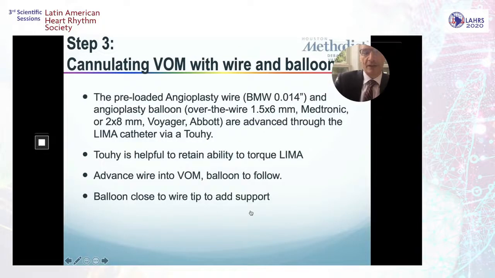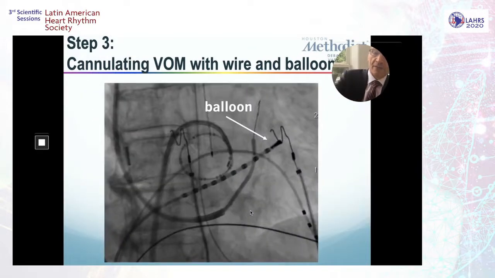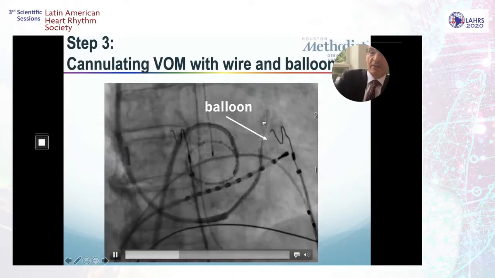Then we advance the angioplasty wire deep into the vein of Marshall, and then we use an over-the-wire balloon. Do not use a rapid exchange balloon. It has to be an over-the-wire, because obviously you're going to give alcohol through the lumen. You advance the over-the-wire balloon over the wire into the vein of Marshall. It's useful to torque the LIMA so that it remains engaged in the vein of Marshall. And then once we have the wire in the vein of Marshall, the balloon is advanced and it follows.